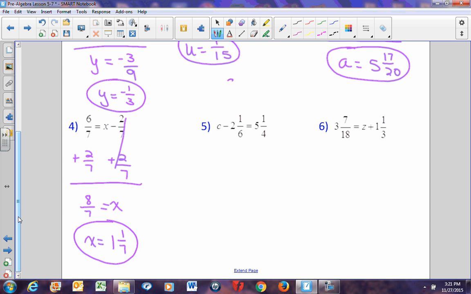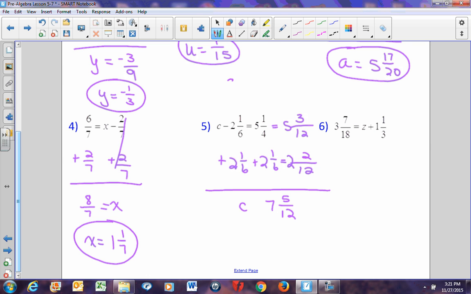Number 5: c minus 2 and 1/6 equals 5 and 1/4. So I will add 2 and 1/6. The common denominator between 6 and 4 is 12, the lowest one. So I now have 5 and 3/12 plus 2 and 2/12, which becomes 7 and 5/12. So c equals 7 and 5/12.